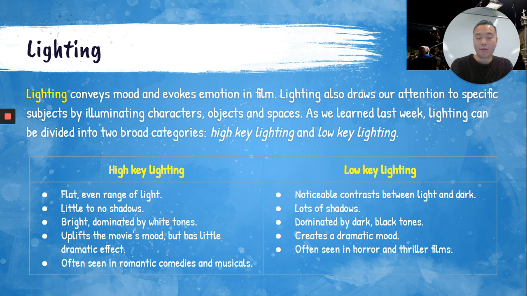Now, on the flip side, we've got low key lighting, and this is where we have lots of shadows and notable contrasts between light and dark. It's dominated by dark, black tones, and normally filmmakers will use low key lighting to create drama. Now, we often see low key lighting in horror or thriller films.